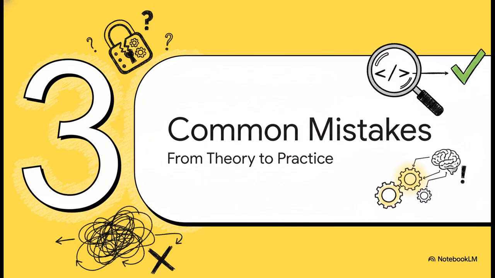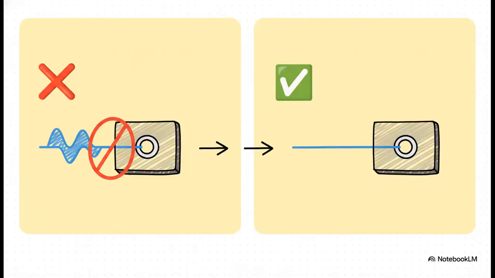Okay, so the theory is great, but let's see how this stuff actually plays out in the real world. We're going to look at the most common mistakes that people make, the ones that break their code, and more importantly, how you can fix them. Here it is, mistake number 1. This is the one we touched on.